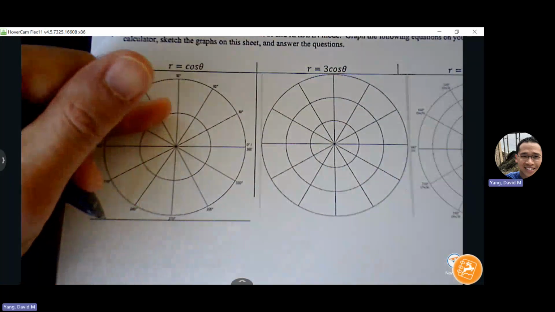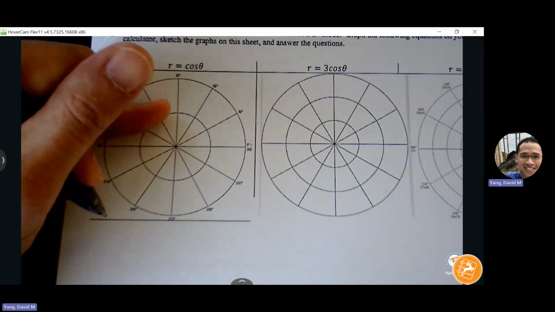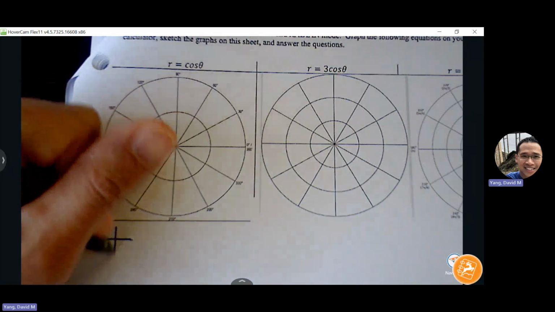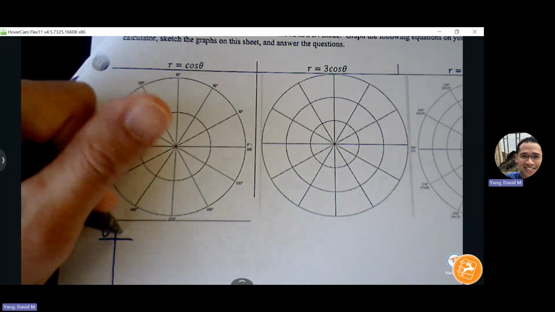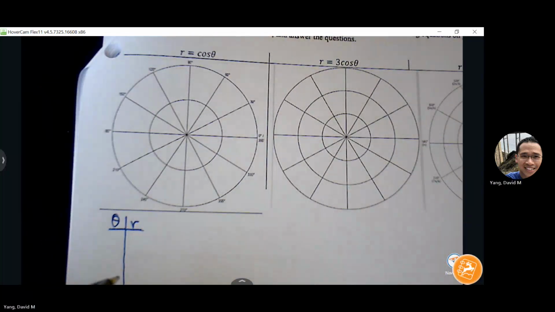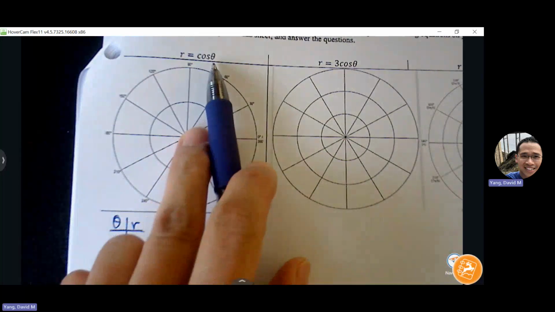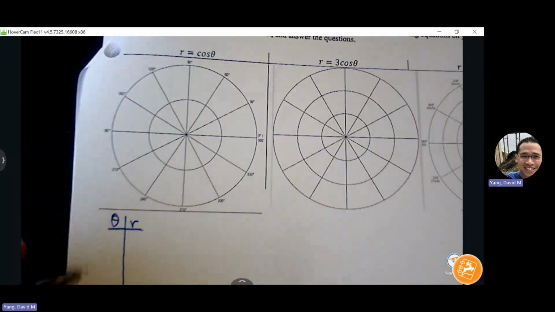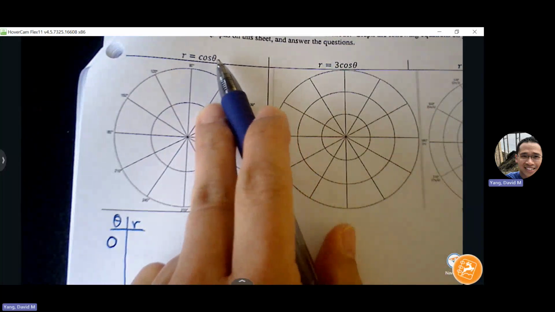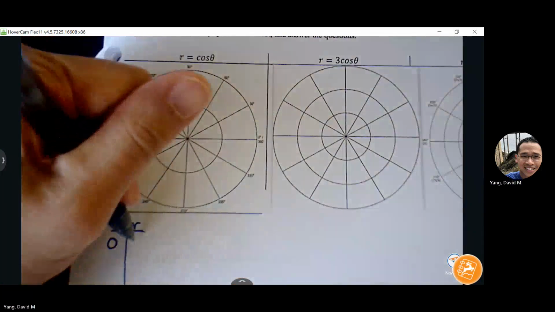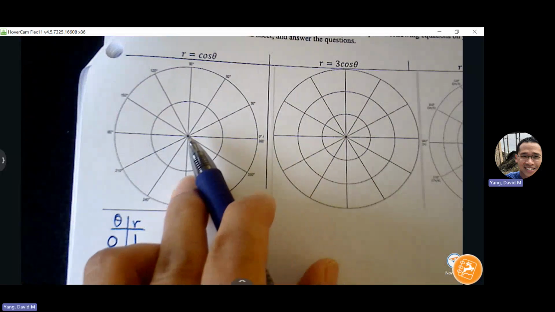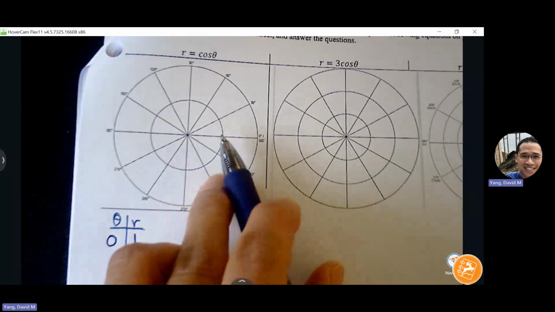Okay, so even though R is first and theta is second in terms of ordered pairs, I'm going to write this as theta comma R. We're going to create a bunch of ordered pairs, plug in, and see what we get. My function is cosine of theta equals R. Let's start off with 0. If I plug 0 in for cosine, what's cosine of 0? 1. My radius is 1. So let's plot that point. That means at the radian measure 0, I'm going to walk out 1 unit.